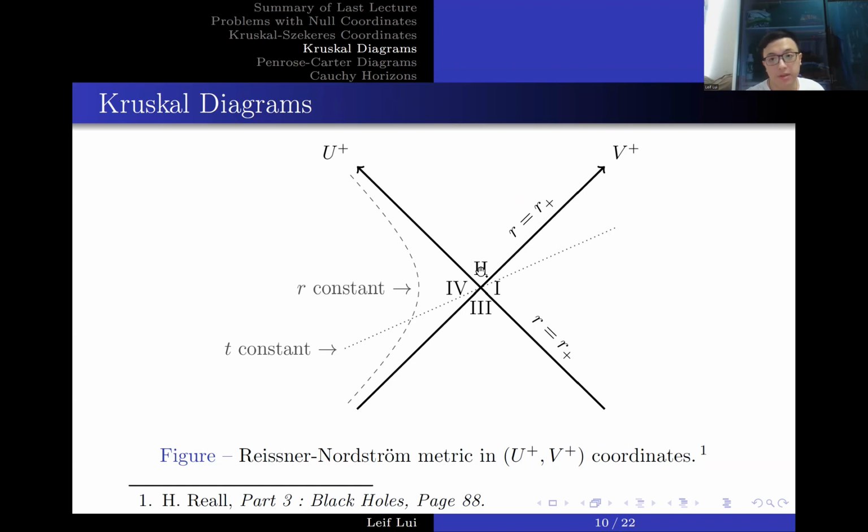This is a graph depicting where the r plus region is. So we can see that when v plus is positive and u plus is positive, then we have this region r plus. And so basically these lines represent the r plus axis, and these regions tell you the sign, whether r plus is positive or negative. And I will note that I got this figure from Rial's lecture notes on black holes, and you can find this on page 88.